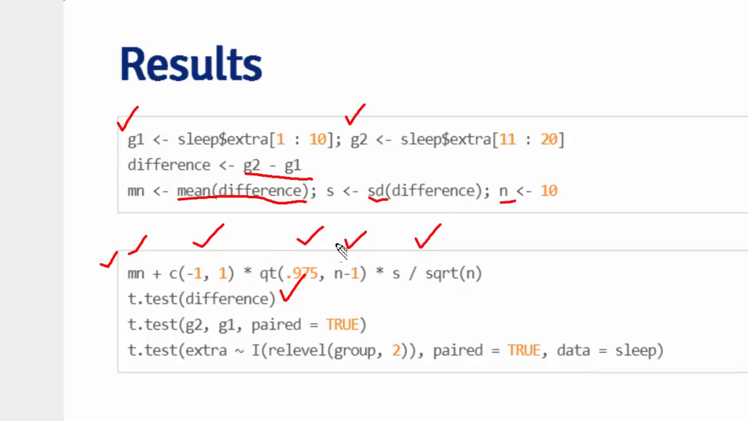Of course, we don't want to do this every time, so we can just use the function t.test of the difference, where we pass it the 2 vectors and give it the argument paired equals TRUE. Or you can actually give it a form of model statement where you say outcome extra is a function of the group, where paired equals TRUE, evaluated for the data frame sleep.